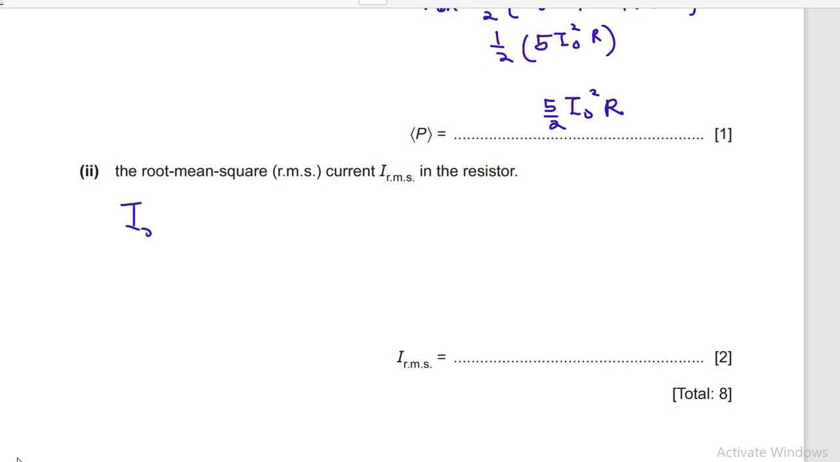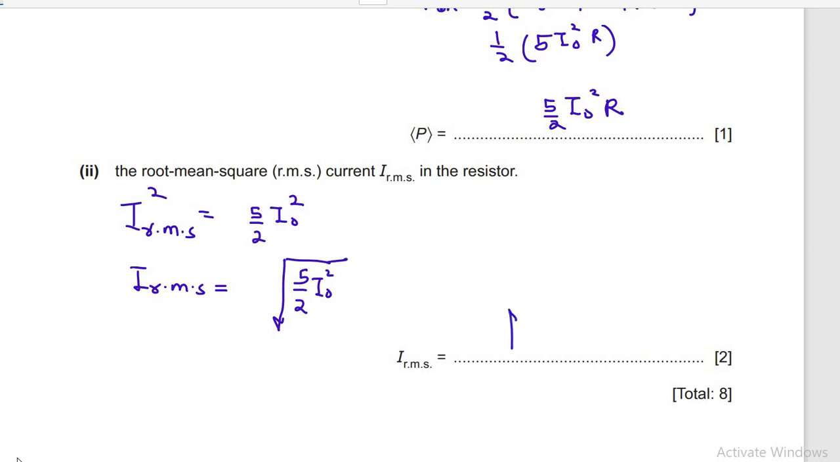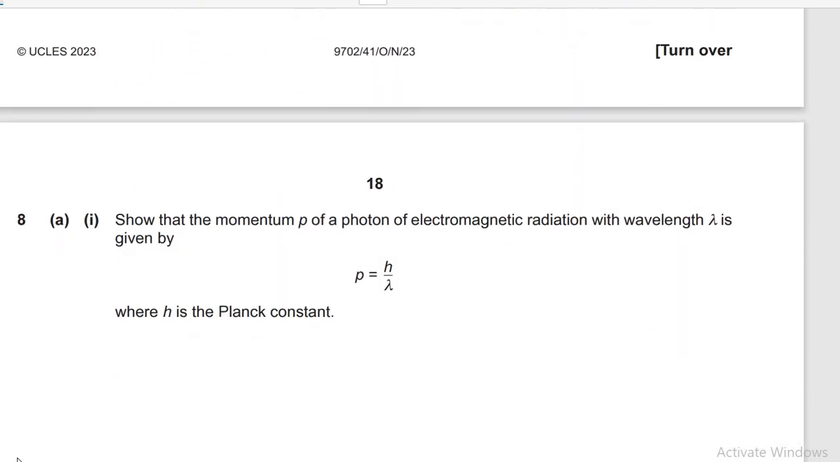The root mean square current. Now, the root mean square current, I_rms squared, is always the average current in the same resistor. That's 5 over 2 I naught squared. So the root mean square current is the square root of 5 over 2 I naught squared, which is the square root of 5 over 2 times I naught. Perfect.